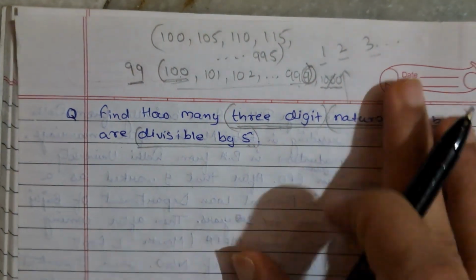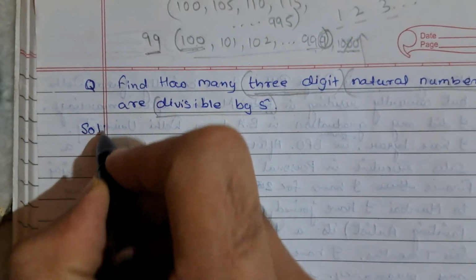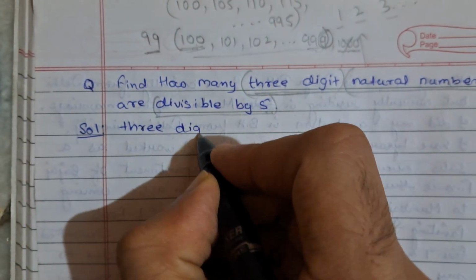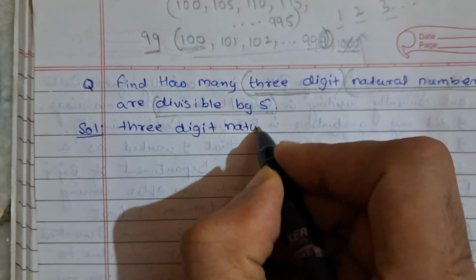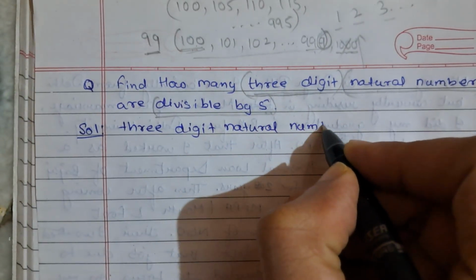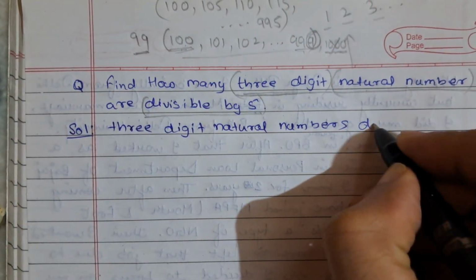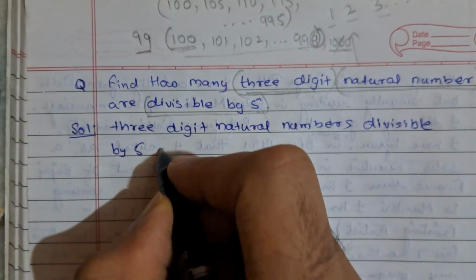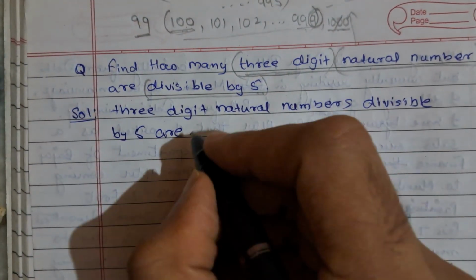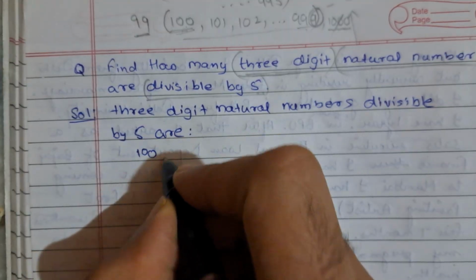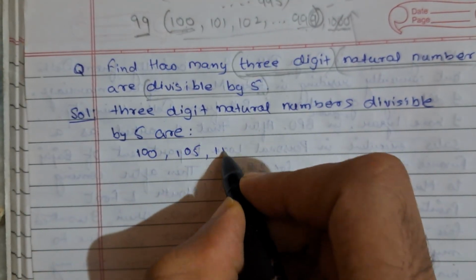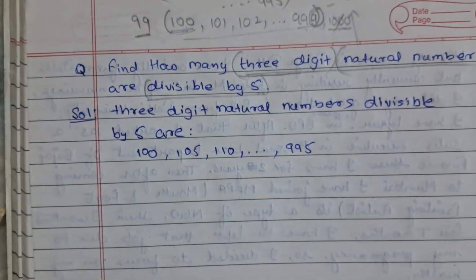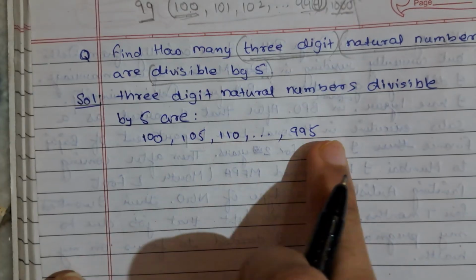So what I will do is, at the very first place, while starting with the solution, I will write: 3-digit natural numbers divisible by 5 are, let me just list down all the numbers as we said before: 100, 105, 110, and this will go up to 995, right? And is this an AP in the first place?